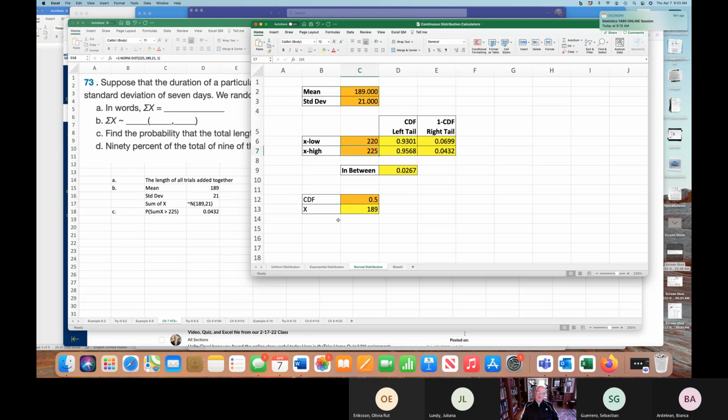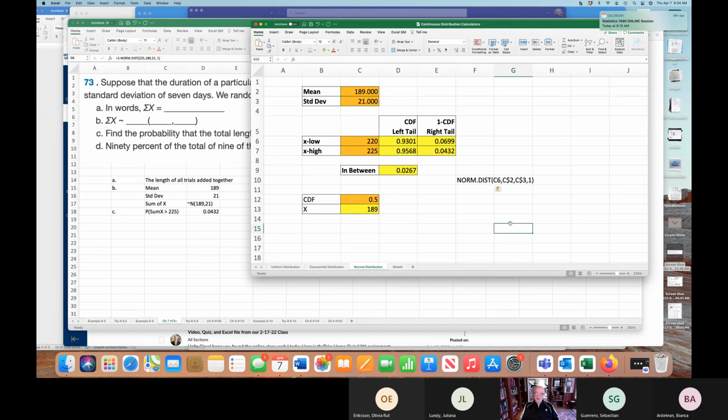This gives you all the probabilities you ever want if it's a normal distribution. Here's a mean, here's a standard deviation. I put an x low and an x high. The left tail is always the CDF. If you look up here, I can't make this bigger, sorry. I can actually copy it and place it down here. Oops, that's not right. Let me copy this. And right there, I could write it.